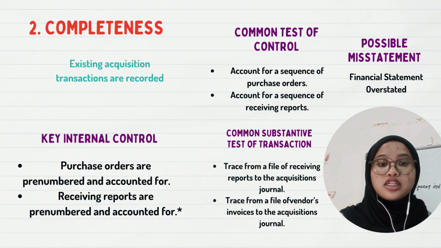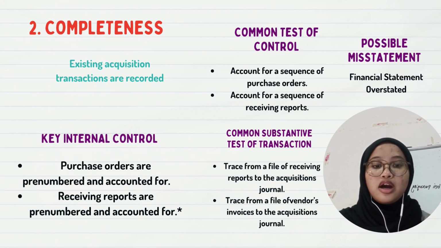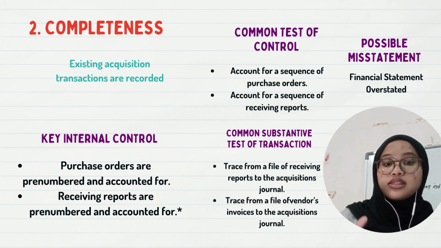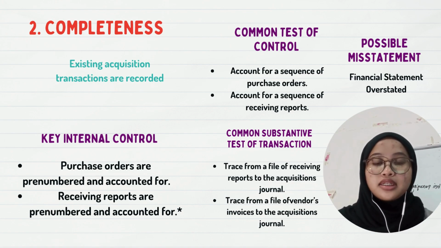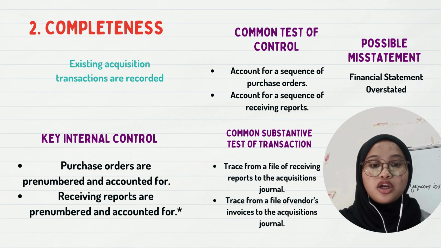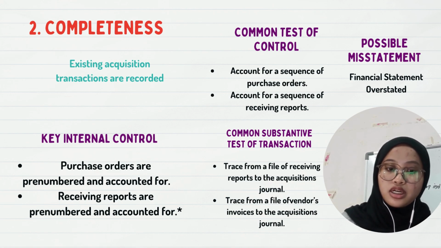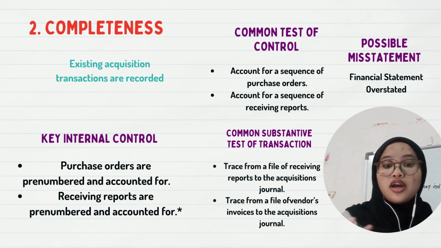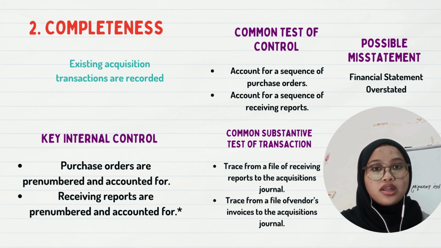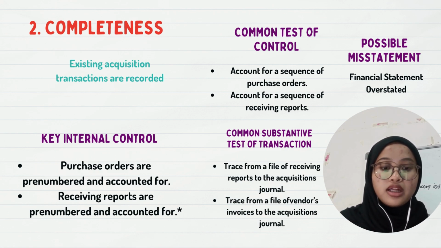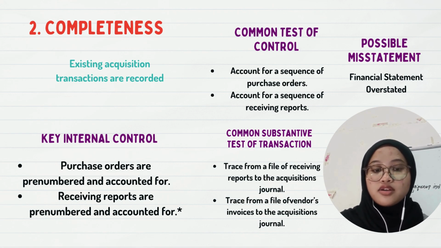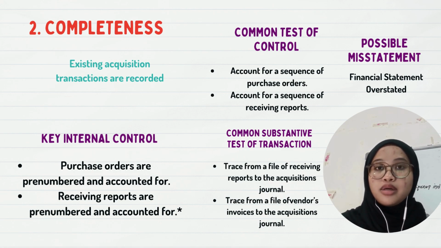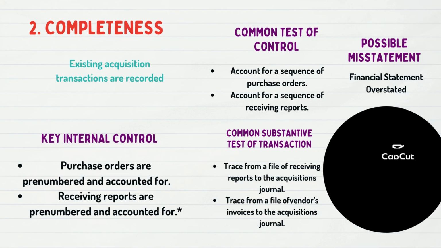First procedure is common test of control: account for a sequence of purchase orders, and account for a sequence of receiving reports. The second procedure is common substantive test of transaction. We're going to trace from a file of receiving reports to the acquisition journal. The second one is we're going to trace from a file of vendor's invoices to the acquisition journal. Possible misstatement for this is financial statement will be overstated.